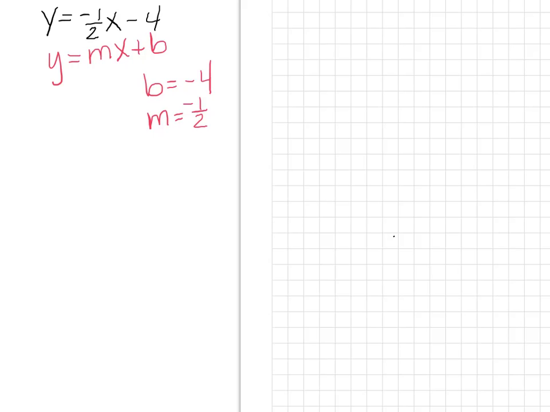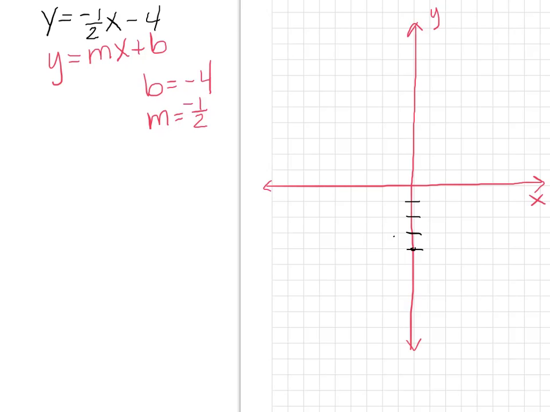So first I'm going to draw a coordinate plane. Okay, and remember, our coordinate planes need the arrows on the ends of them, and we need to label our x and our y axis. Okay, and now we need to use our b, which is our intercept. It's the y-intercept. It's the spot on the y-axis where this line touches, and it touches at -4.